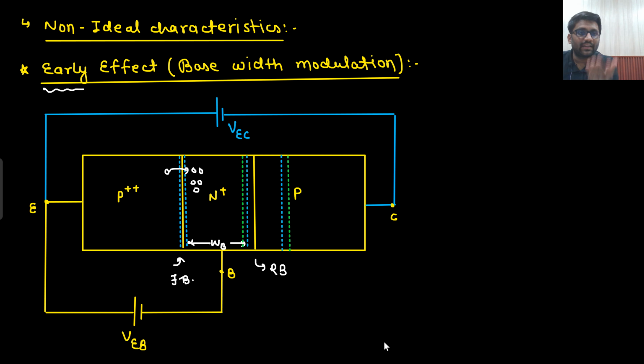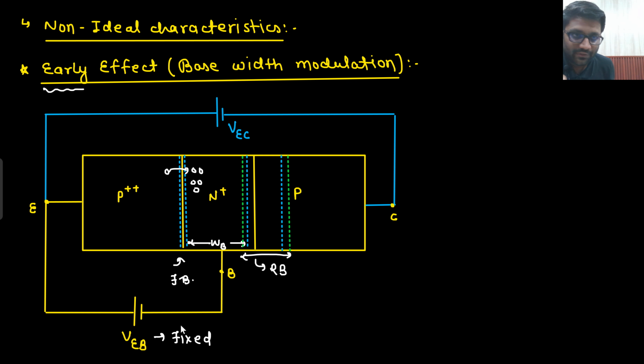But as you increase the reverse bias, the depletion width is becoming narrower. Sorry, not depletion width, base width is becoming narrower, depletion width is being extended. Depletion width is being extended and this base width is becoming narrower. Narrower base width means less recombination would be there, and less recombination means more collector current. And this I am doing when this is fixed.